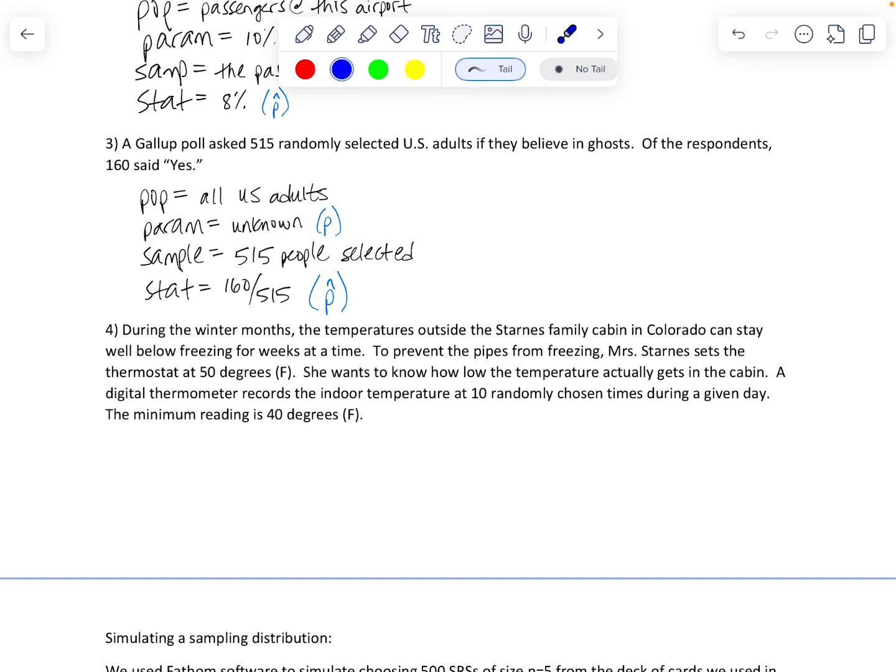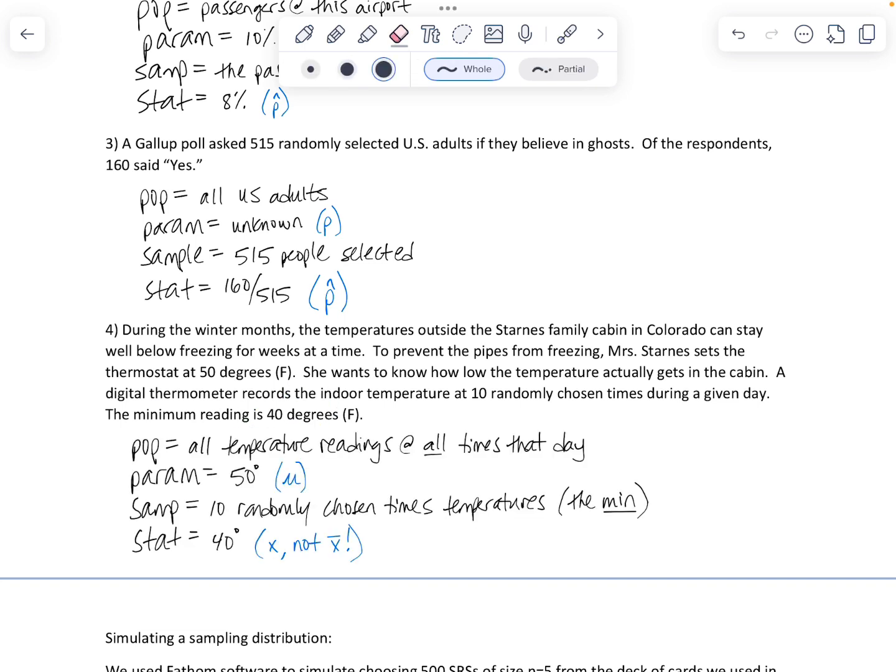Last one, during the winter months, the temperatures outside of a cabin can stay well below freezing. So we set the thermostat at 50 degrees to make sure nothing freezes in the house when we're gone. She wants to know how low the temperature actually gets. So she has this special digital thermometer, and it records the indoor temperature at 10 randomly chosen times. And the minimum reading, keyword there, they're not averaging the 10 together, they're asking for the minimum, is 40 degrees.